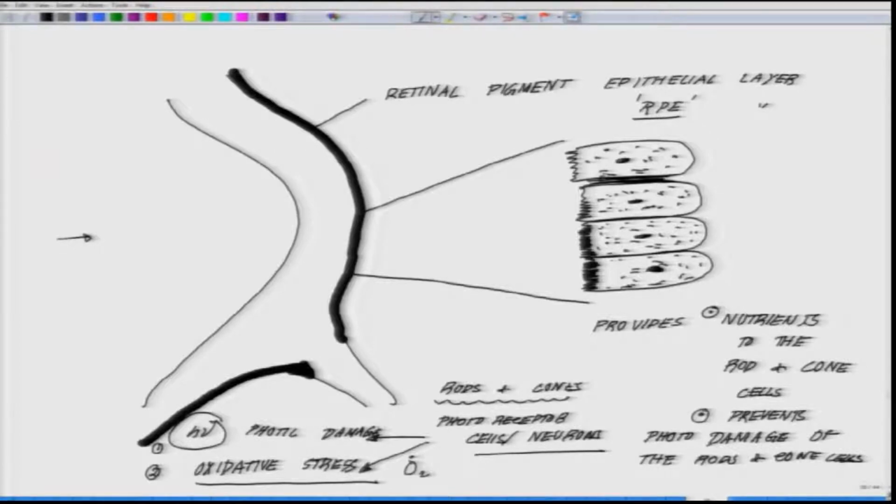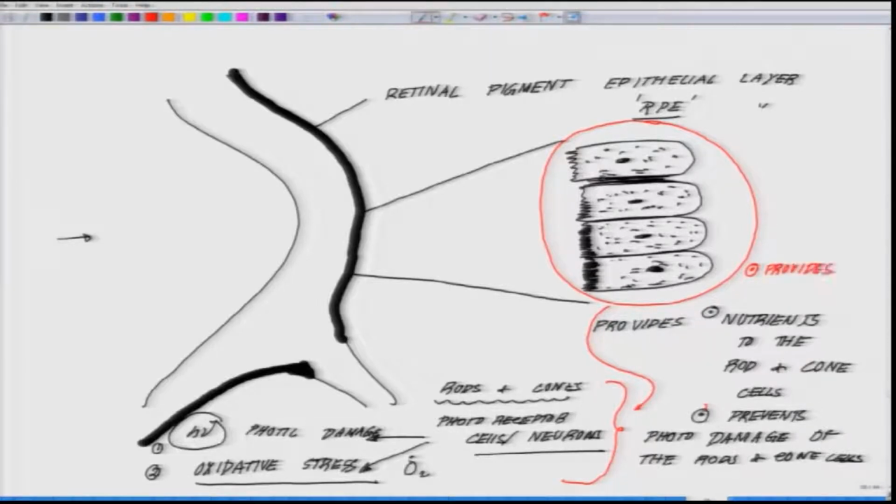Now, this oxidative stress and all these things are partly being handled by this layer, the retinal pigment epithelial layer. This is the one which helps these cells, and the third thing it does, it provides a cushioning layer for rods and cones. Okay.